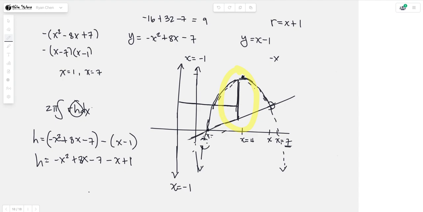We know the limits. Actually, what are the limits? From 1 to 7. When we set the two functions equal, earlier, when we set the parabola equal to the line, we figured out that their points of intersection were 1 and what again?